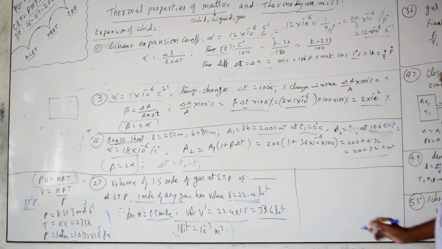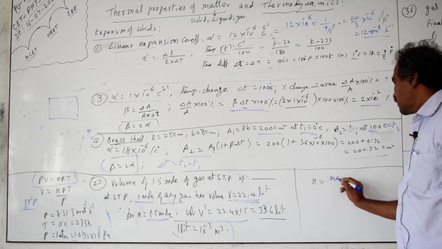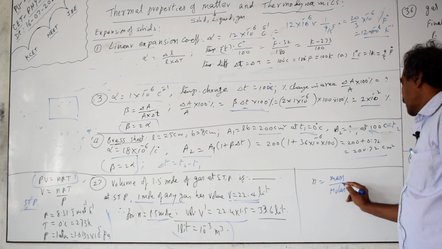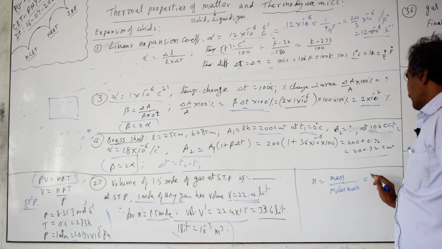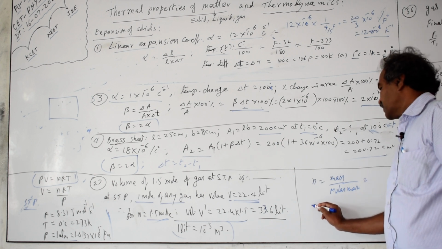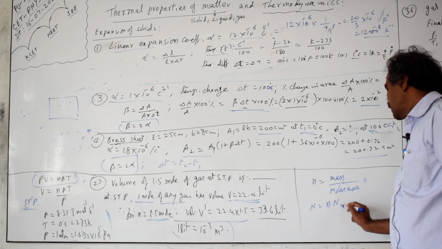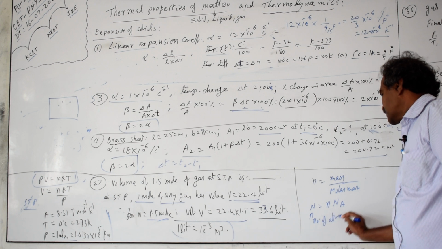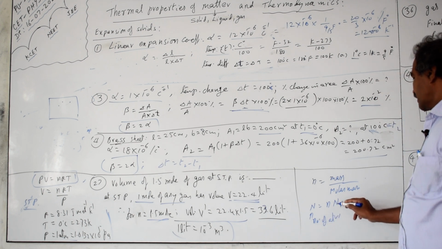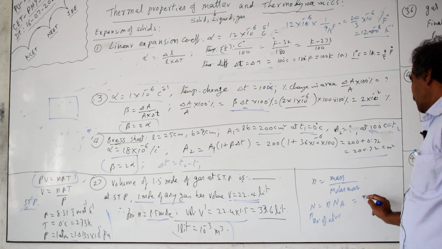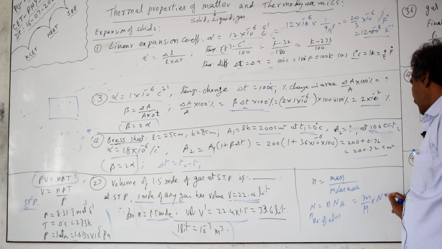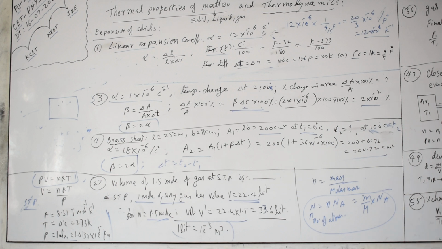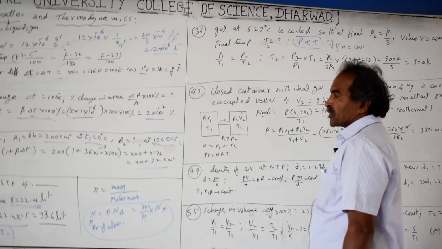This number of moles is also equal to mass by molecular weight, or molar mass as we call it. If you require the number of particles, N equals the number of moles into Avogadro's number. The number of atoms or molecules is equal to mass by molar mass into Avogadro's number. N_A is Avogadro's number, 6.022 into 10 to the power of 23.